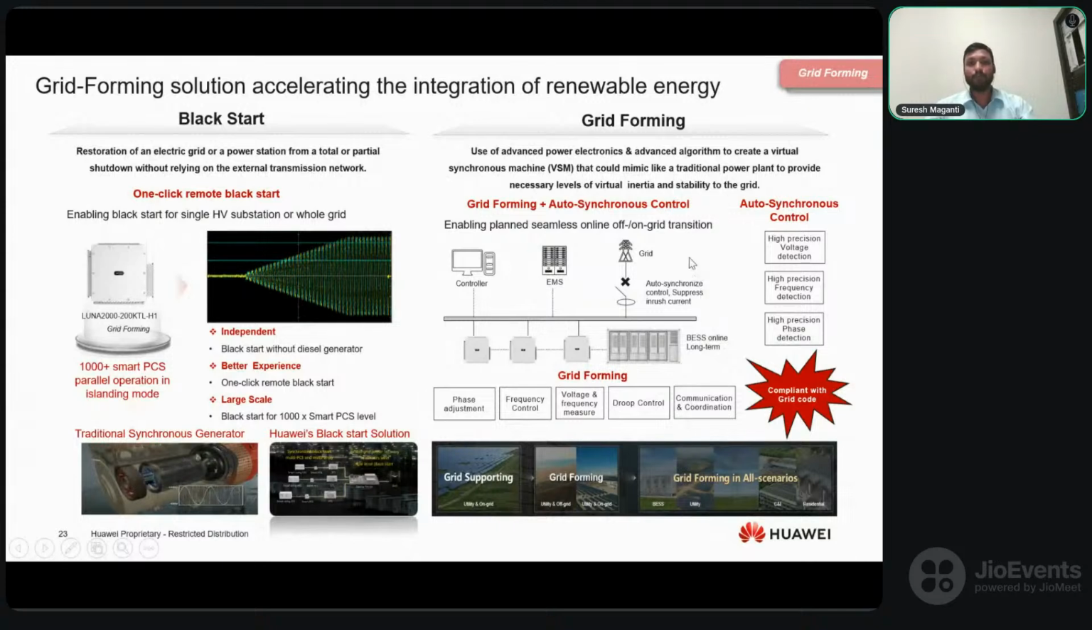It will do a seamless transition between on-grid and off-grid. When we talk about grid forming, we can talk about grid-connected grid forming as well as islanded grid forming. Both are very important, so don't be confused between the two. It has a feature that it can seamlessly convert from off-grid to on-grid and on-grid to off-grid, without any dynamic changes in the system.